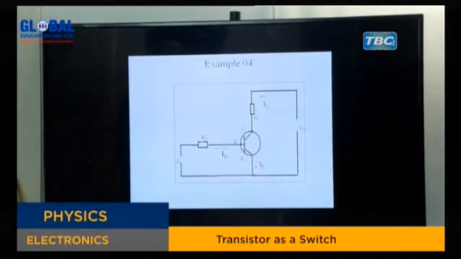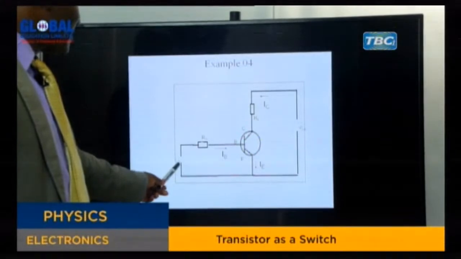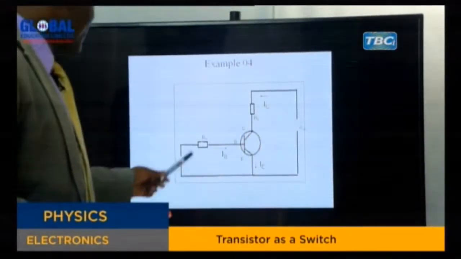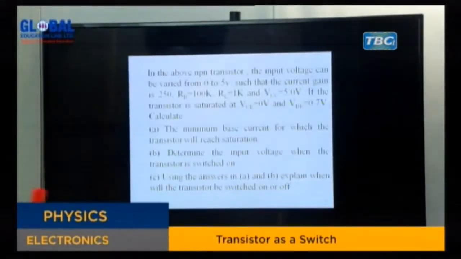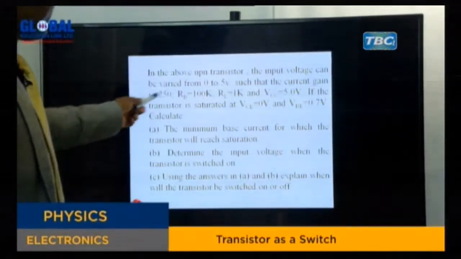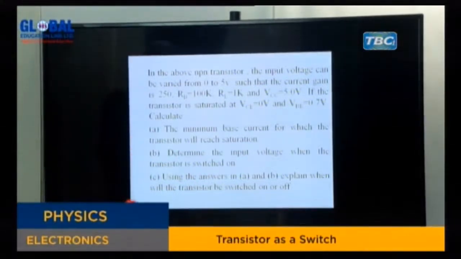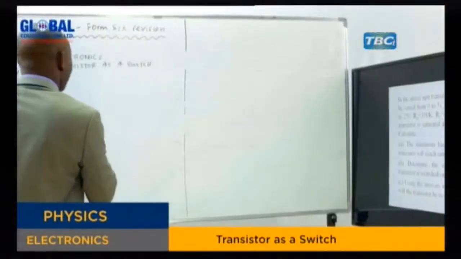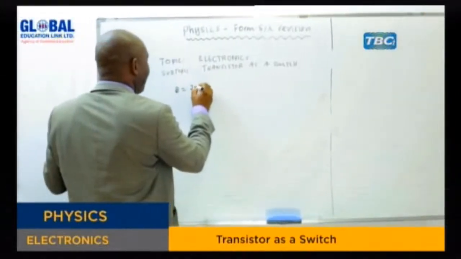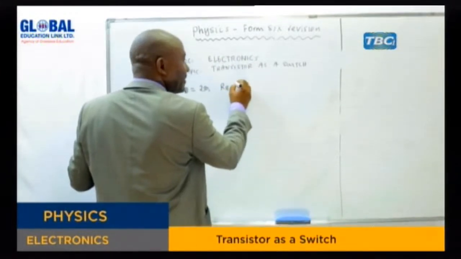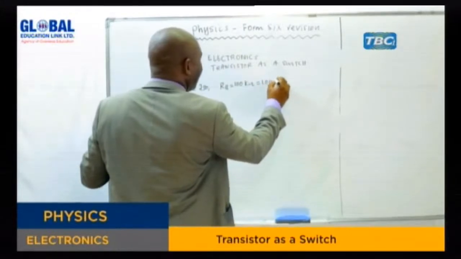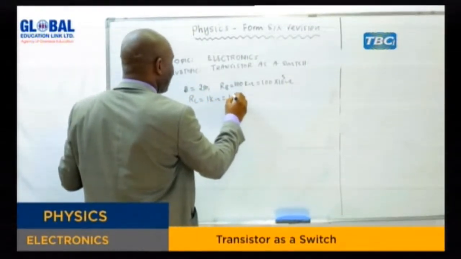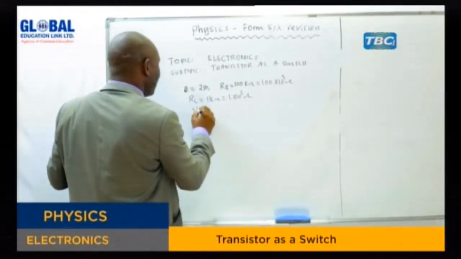We are given a circuit diagram. As you can see, this is the NPN transistor, with the input voltage applied, the supply voltage given, and the collector current, in the common emitter configuration, if you remember. The information says that in the above NPN transistor, the input voltage can be varied from 0 to 5. That 5 is the supply voltage. The current gain of the transistor is given as 250, and the input resistance as 100 kilo ohms, which is 100 times 10 to the power 3 ohms. The output resistance is 1 kilo ohm, which is 1 times 10 to the power 3 ohms. And the supply voltage is given as 5.